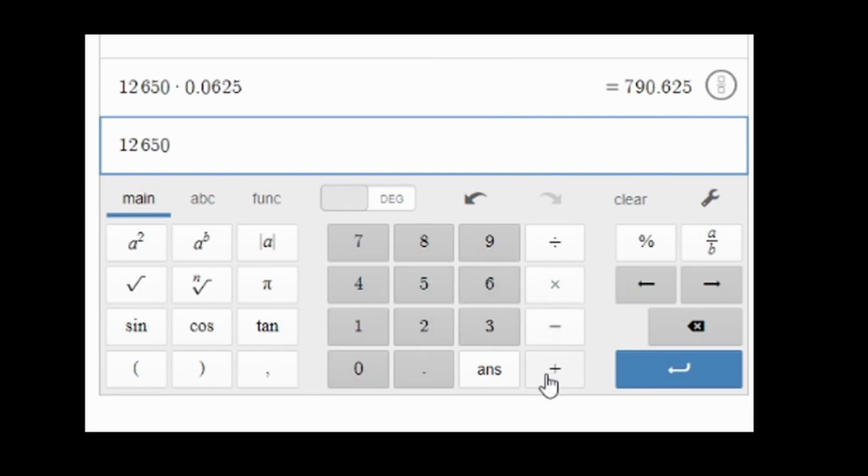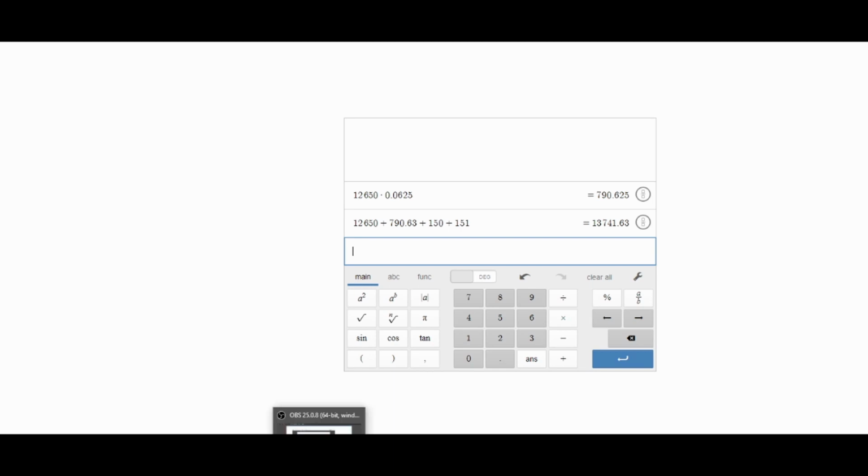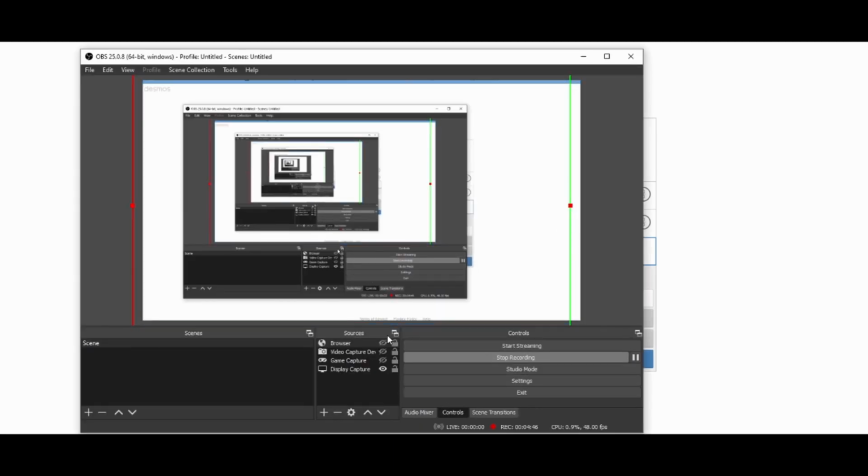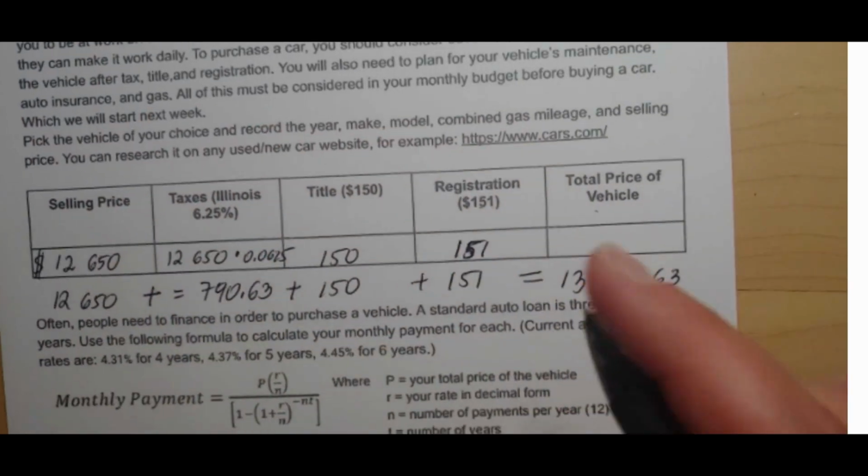Okay, so I'm going to go to my calculator and I'm going to take 12,650 plus 790.63 plus 150 for title, and then 151 for license and registration. Okay, the total price for this car is going to be $13,741.63.